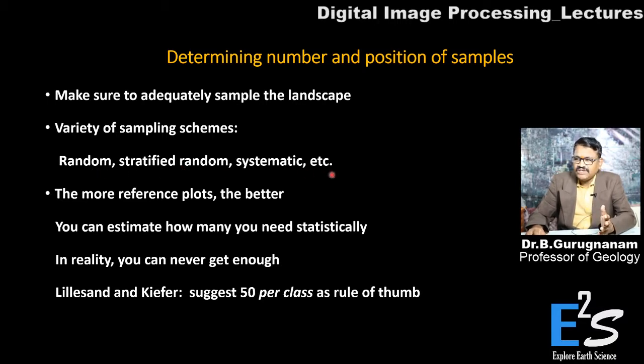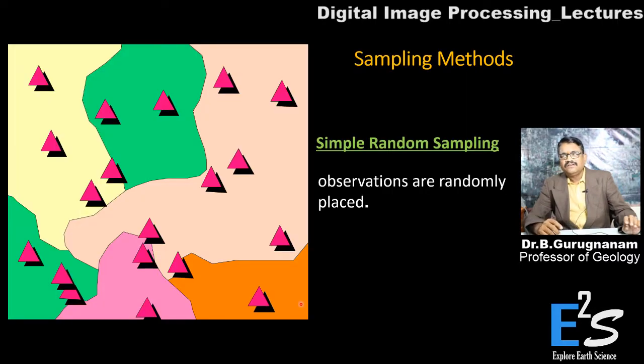You do random, stratified, systematic, and I am going to give you some examples of the sampling. The more reference plots, the better your results. In reality, you can never get enough, but in the previous literature, giants in the field of image processing, Lillesand and Kiefer, suggested at least 50 per class. You take 50 samples per class, but that depends upon the area.